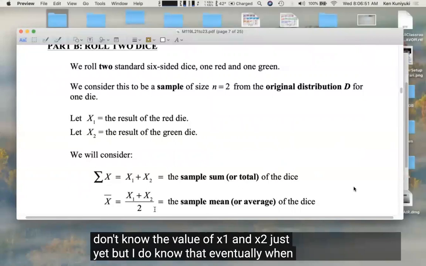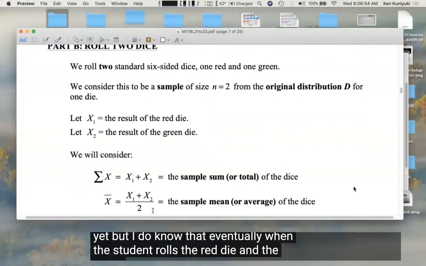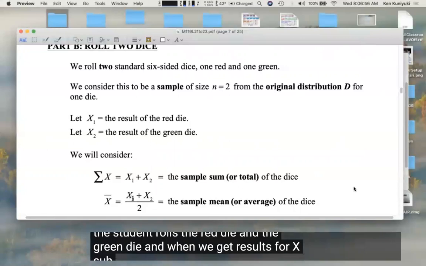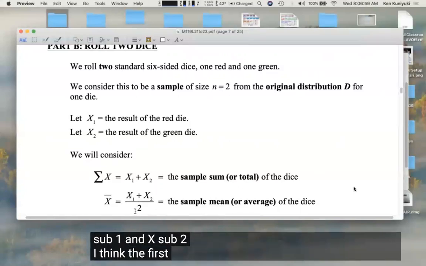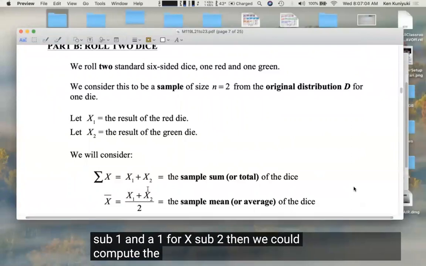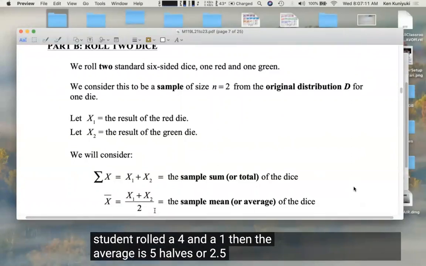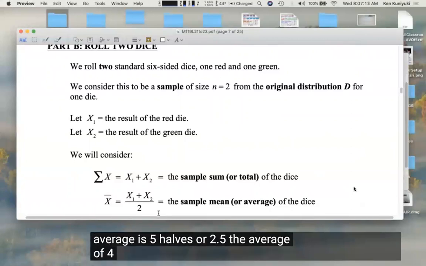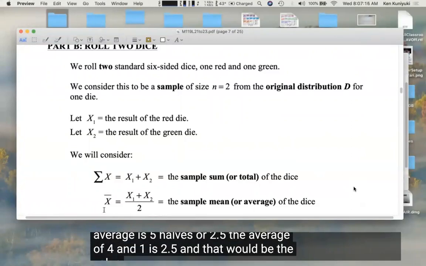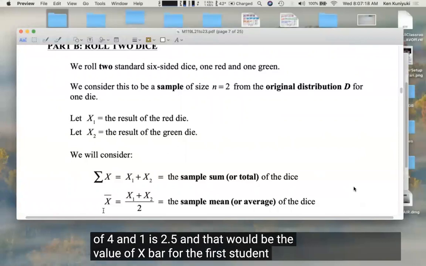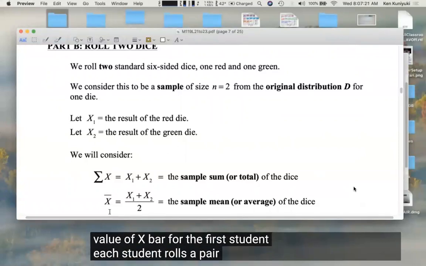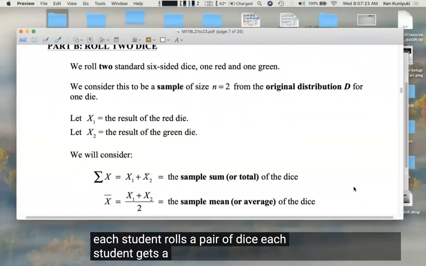But I do know that eventually when the student rolls the red die and the green die, and we get results for X sub 1 and X sub 2, say the first student got a 4 for X sub 1 and a 1 for X sub 2, then we could compute the sample mean or average. If the student rolled a 4 and a 1, then the average is 5/2 or 2.5. The average of 4 and 1 is 2.5, and that would be the value of X bar for the first student. Each student rolls a pair of dice. Each student gets a sample sum, and each student gets a sample mean.